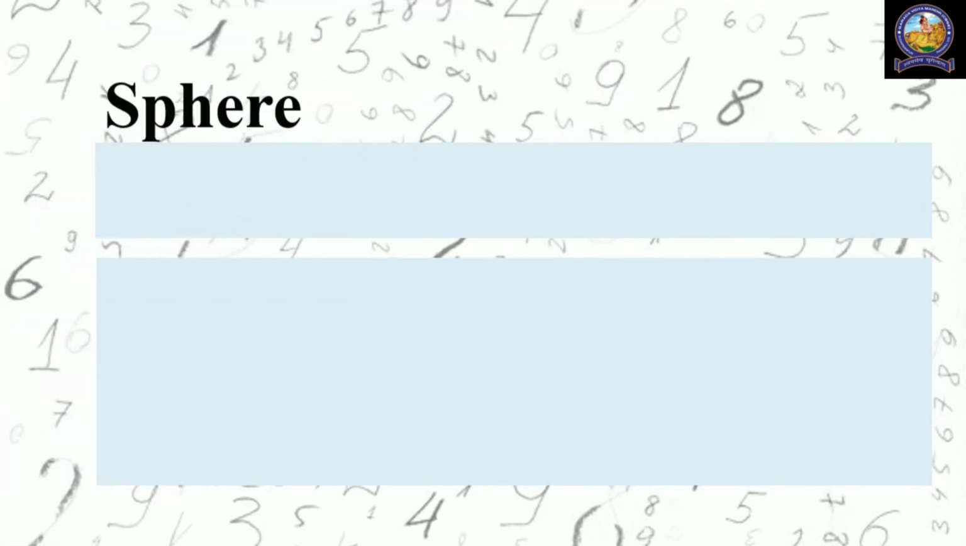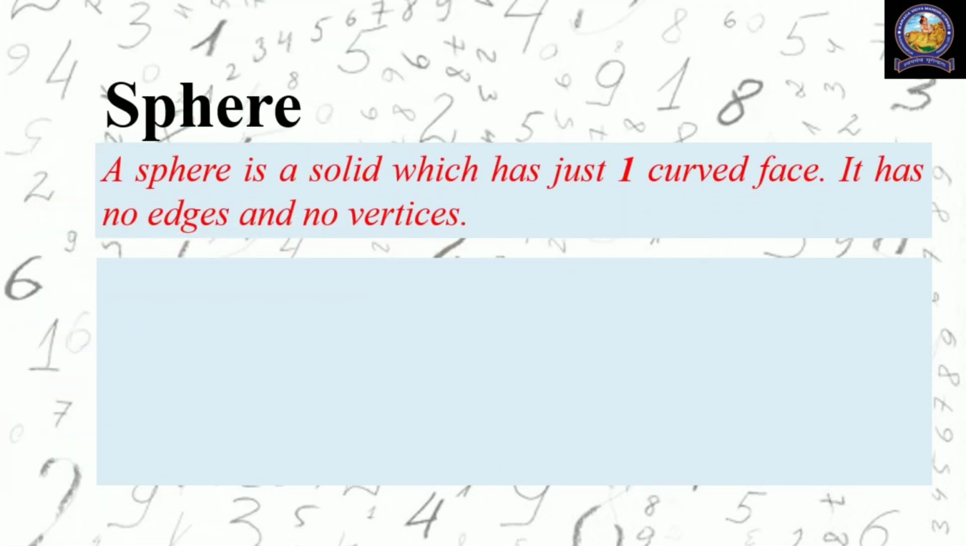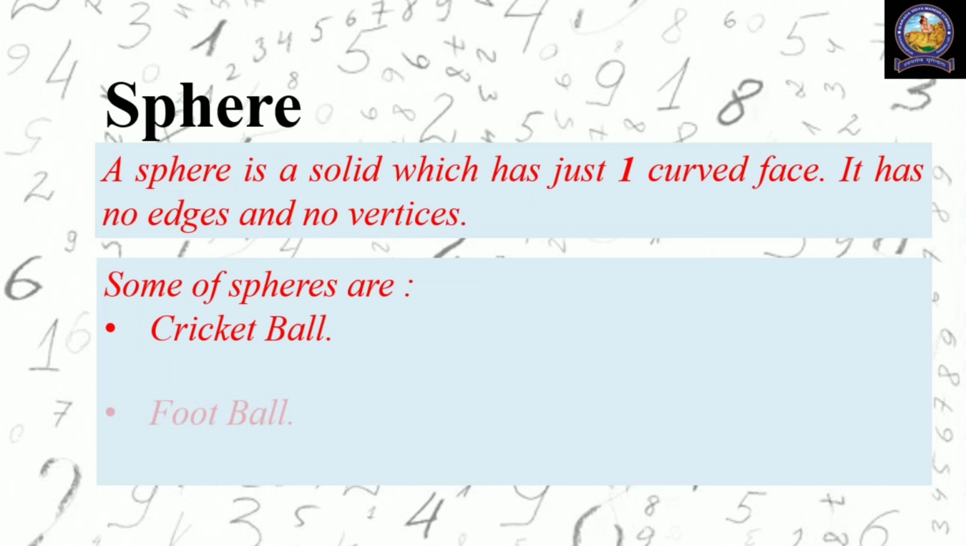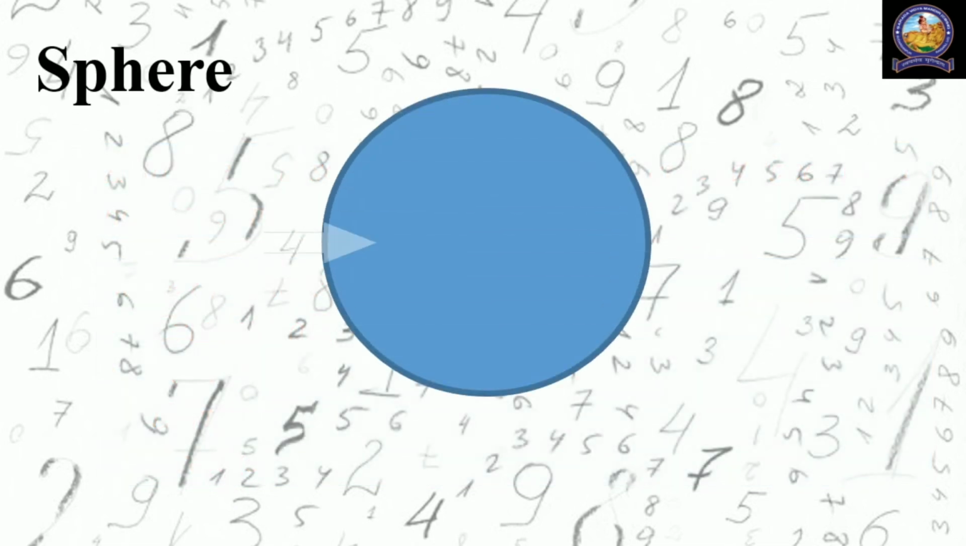Now, this is sphere. A sphere is a solid which has just 1 curved face. It has no edges and no vertices. Examples of spheres are cricket ball, football, earth, orange, etc. This is the diagram of a sphere. It has just a curved face.